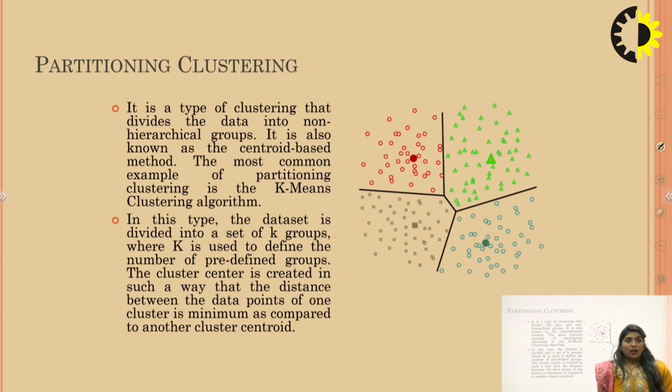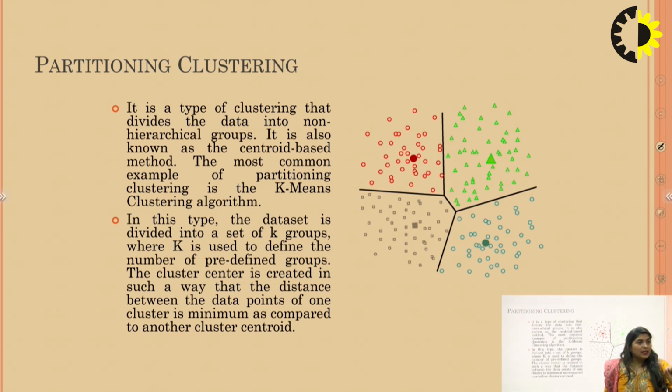It is known as the centroid. Centroid means finding the centermost point of a data set. The K-means clustering algorithm is one of the most efficiently used clustering algorithms here. In this type, the data set is divided into different groups. Here there are 4 groups of the data set: circles, triangles, squares, and circles of a different color. So we have divided the data sets into different groups.